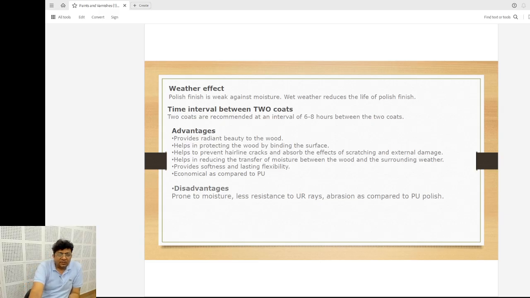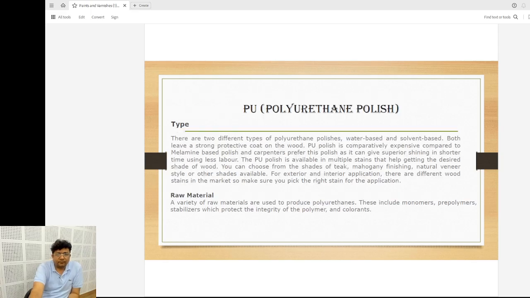Then there are some disadvantages also. Melamine polish or the spirit polish is very prone to moisture and has less resistance to UV rays. You cannot keep the melamine or the spirit polished furnitures outside because it tends to fade. It is not resistant to ultraviolet rays, and it also has less abrasion resistance as compared to PU polish.